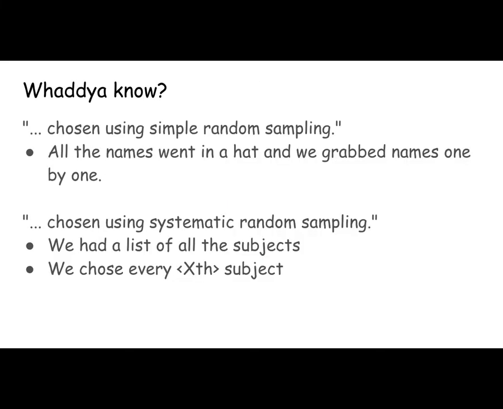So if you read a paper and it says that participants were chosen using simple random sampling, that just means that they had a big group of the names and they chose names randomly one by one. If it says they used systematic random sampling, they had some sort of listing. It's typically from medical records or census records, and they just chose a starting point and a random distance and chose each Xth subject from that list.